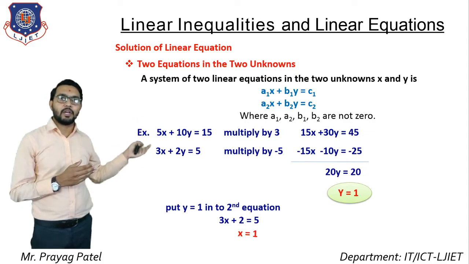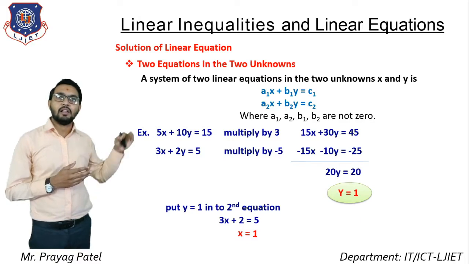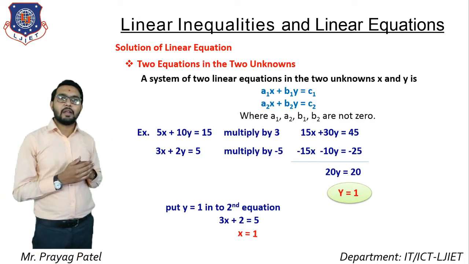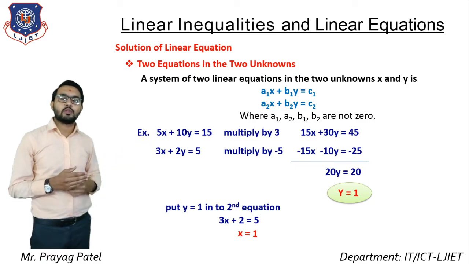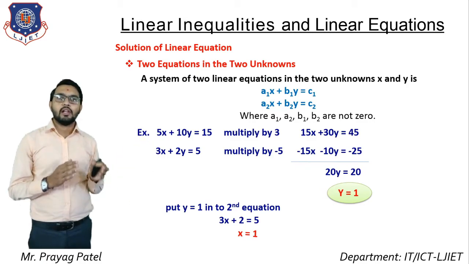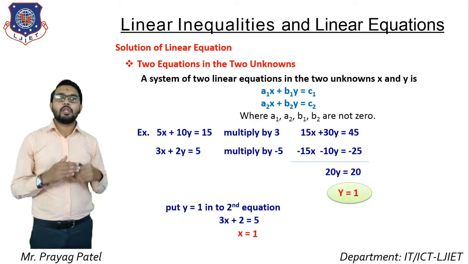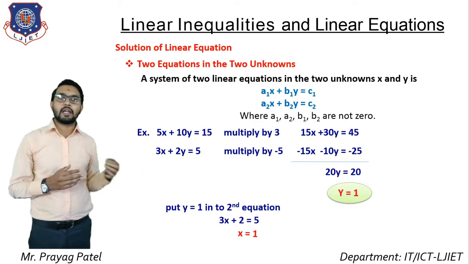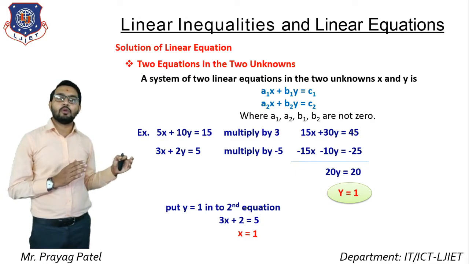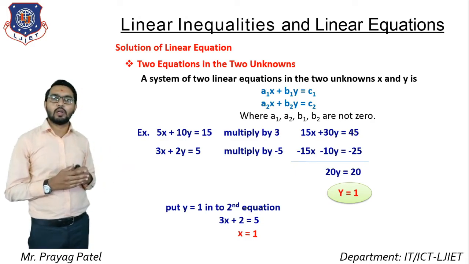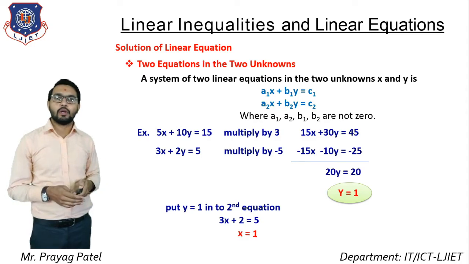So here 15x and minus 15x cancel. Now plus 30y minus 10y equals 20y, and 20y = 20. So we can say that y = 1. Now put the value of y into any equation, first or second. If we put it in the second equation, then 3x + 2 = 5 because y = 1. So x = 1.